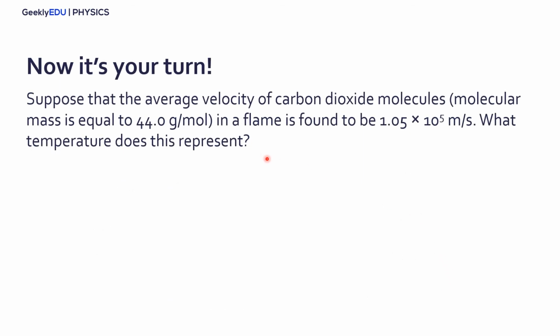Okay, now it's your turn to put into practice what you've learned. Suppose that the average velocity of carbon dioxide molecules, and I'm providing you the molecular mass here, in a flame is found to be 1.05 times 10 to the 5th meters per second. What temperature does this represent? You have the average velocity and the molecular weight. Try to use the relations I showed you today to find the temperature.